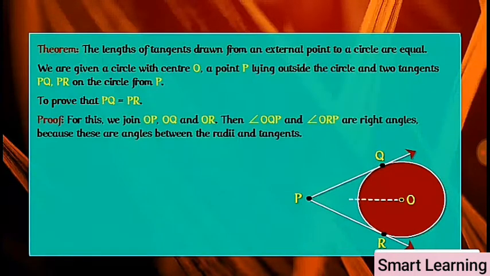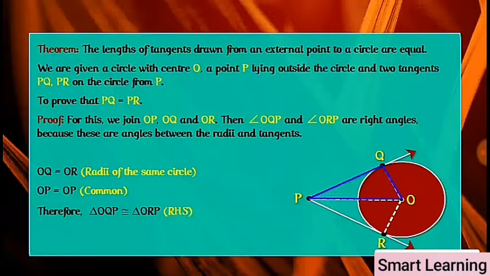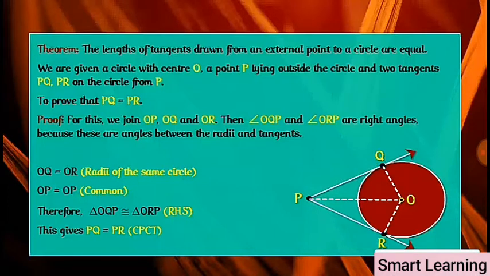For this, we join OP, OQ and OR. Then, angle OQP and angle ORP are right angles because these are angles between the radii and tangents. Now, in right triangles OQP and ORP, OQ is equal to OR, radii of the same circle, OP is equal to OP, common. Therefore, triangle OQP is congruent to triangle ORP by RHS. This gives PQ is equal to PR by CPCT.